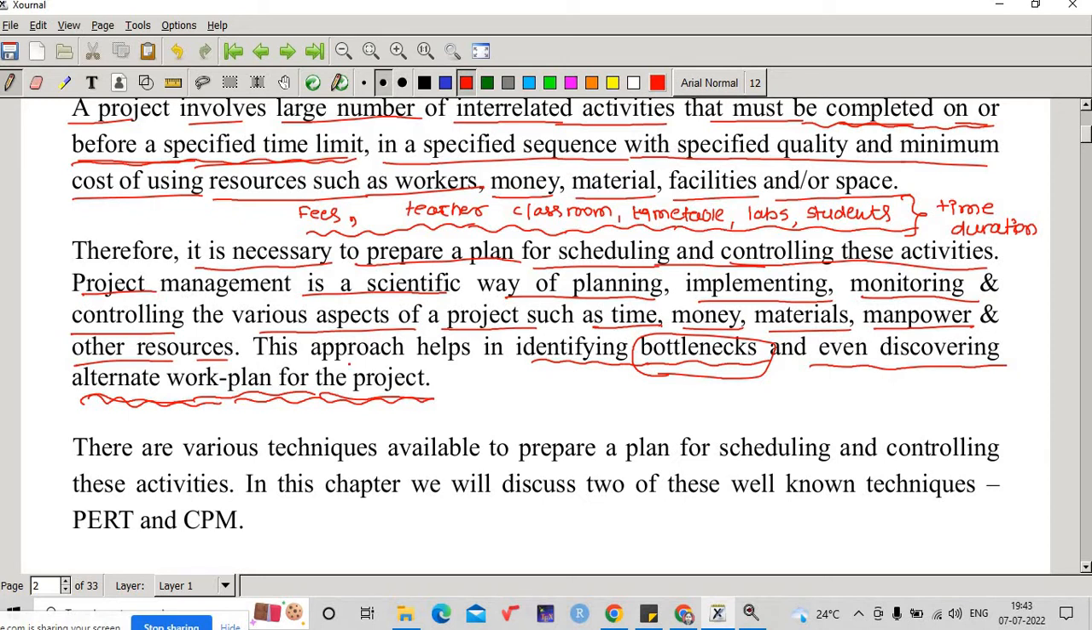And that's nothing but your project management. There are various techniques available to prepare a plan for scheduling and controlling these activities. In this chapter, we will be discussing two of these well-known techniques called PERT and CPM. Eventually, we'll try to understand what these two concepts are.